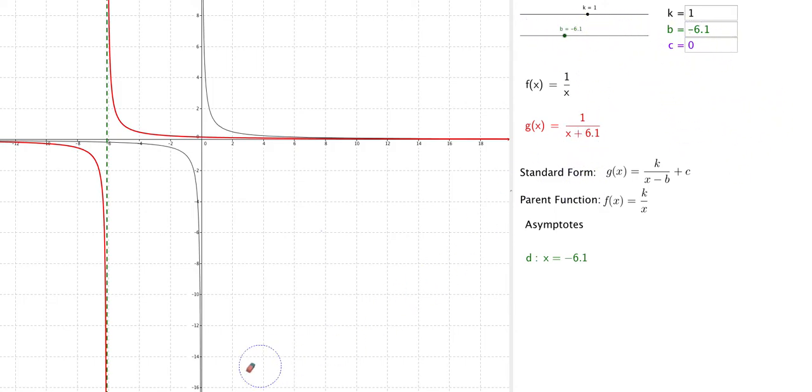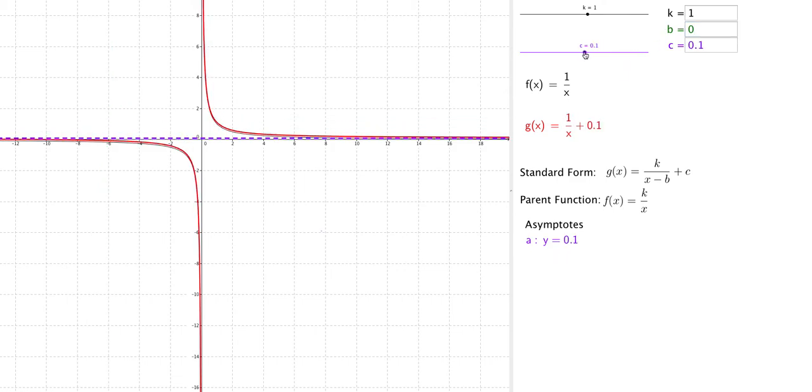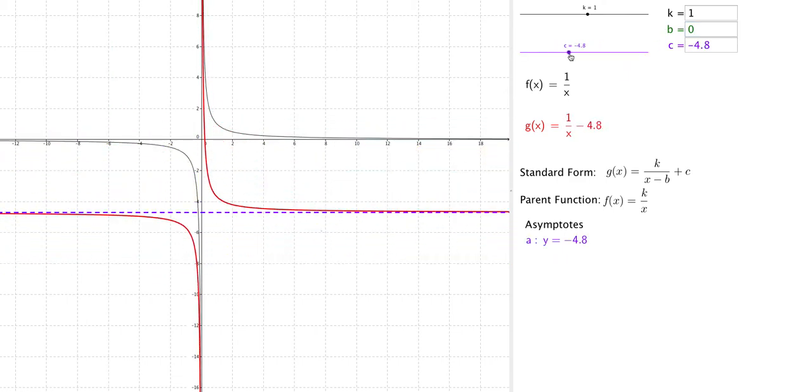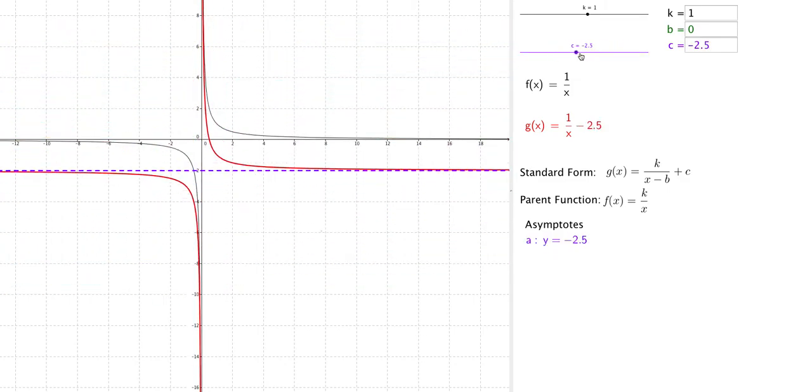So this is really similar to all the other translations we've done. The b value, the value that goes with x, shifts the graph horizontally to the right or the left, and the c value, the value that goes with y, shifts the graph vertically. So I'll change this back to 0. All this does is shift the graph vertically, moving it up or down.